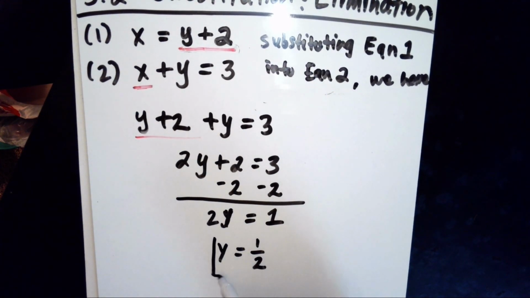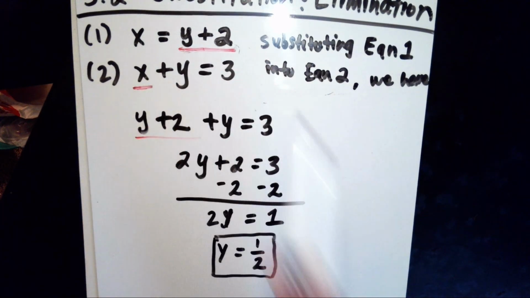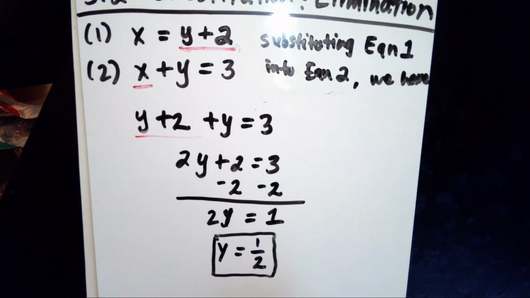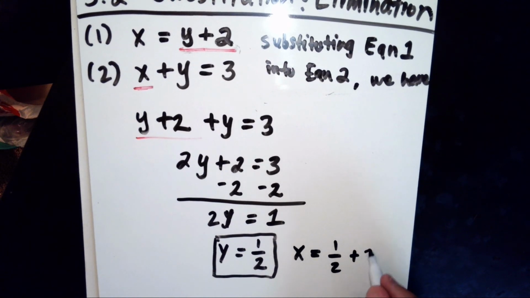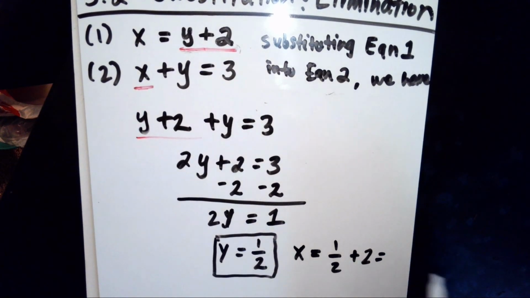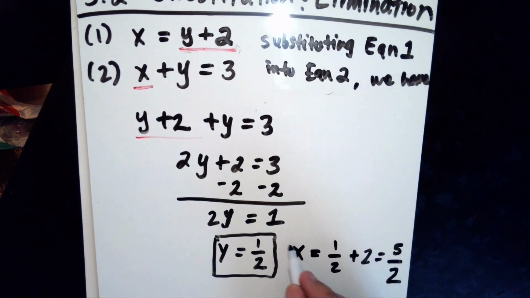We got y is 1/2. But to solve a system, you want to solve for both variables. So note that equation 1 tells us that x is y plus 2. So x is y, which is 1/2, plus 2. So this is 2.5, or as an improper fraction, it would be 5/2.